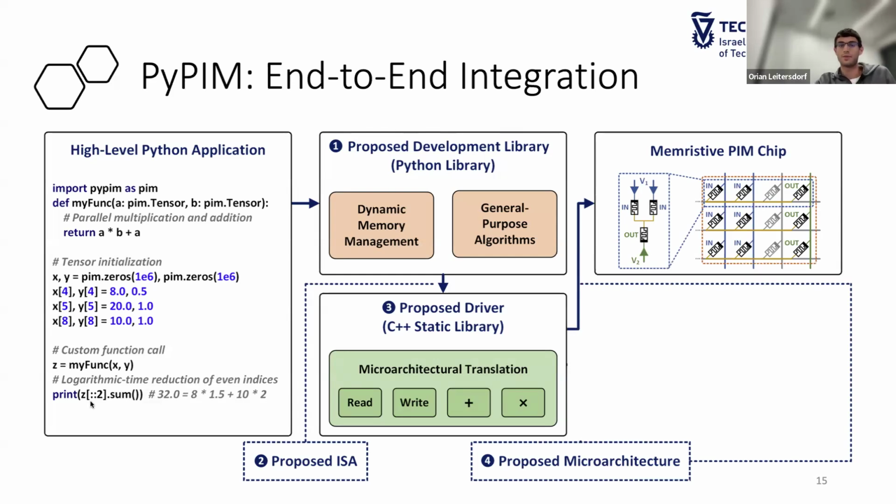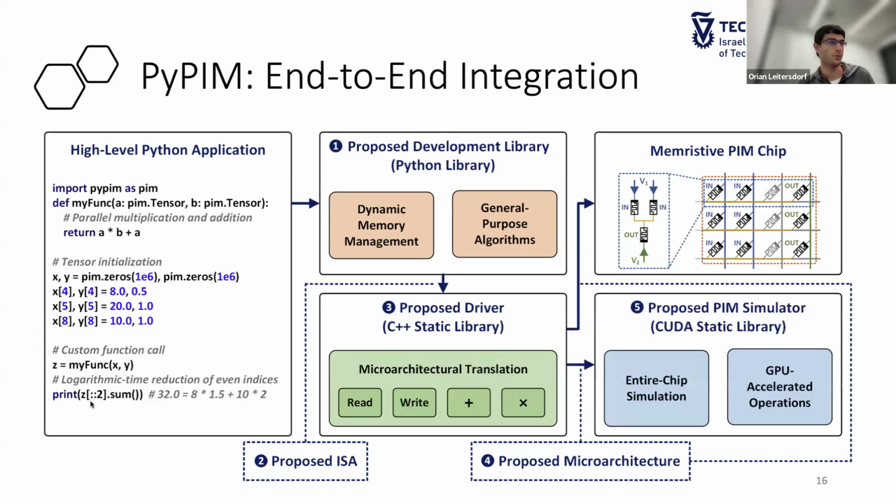Another option is, until we have an experimental PIM chip at scale that we can test this on, we developed, as I mentioned earlier, a simulator for the entire PIM chip, which works exactly according to the microarchitecture. It decodes the operations that you're sending in binary to the microarchitecture, and then performs an entire chip simulation for an entire scale of the chip, and is accelerated by GPUs so they can test more complex algorithms, not just simple operations.